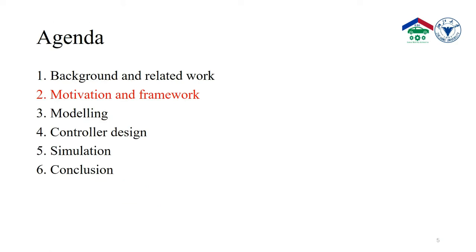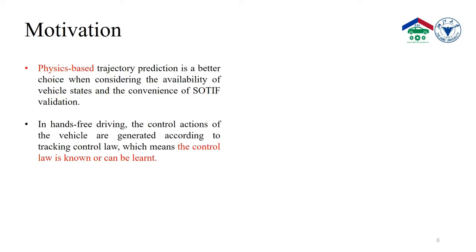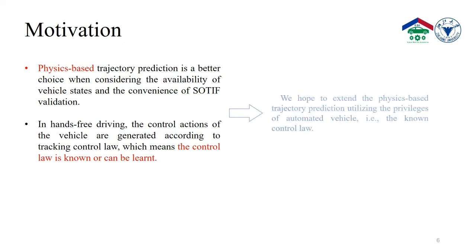Secondly, I will introduce our motivation and the framework of our proposed algorithm. For application, we think physics-based trajectory prediction is a better choice when considering the availability of vehicle states and the convenience of safety validation. Besides, for automated vehicles such as the hands-free function, the control actions of the vehicle are generated according to the tracking control law, which means the control law is known or can be learned. Therefore, we hope to extend the physics-based trajectory prediction utilizing the privilege of automated vehicles, that is, the known control law.